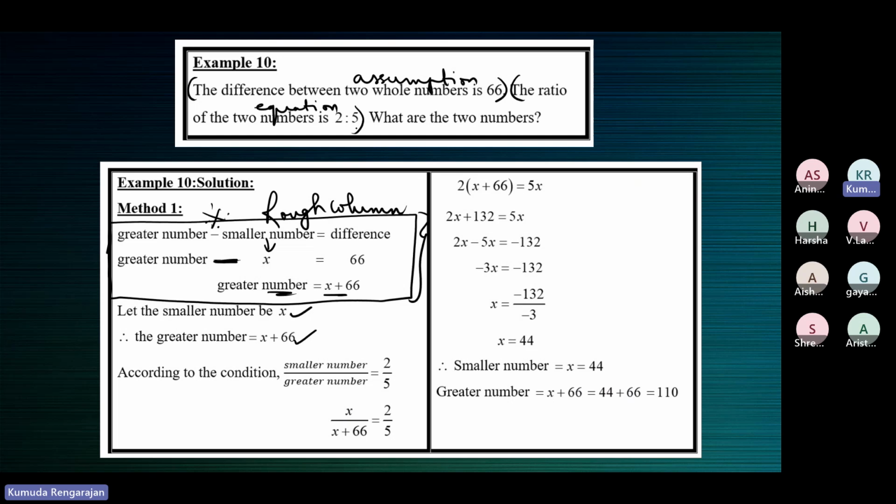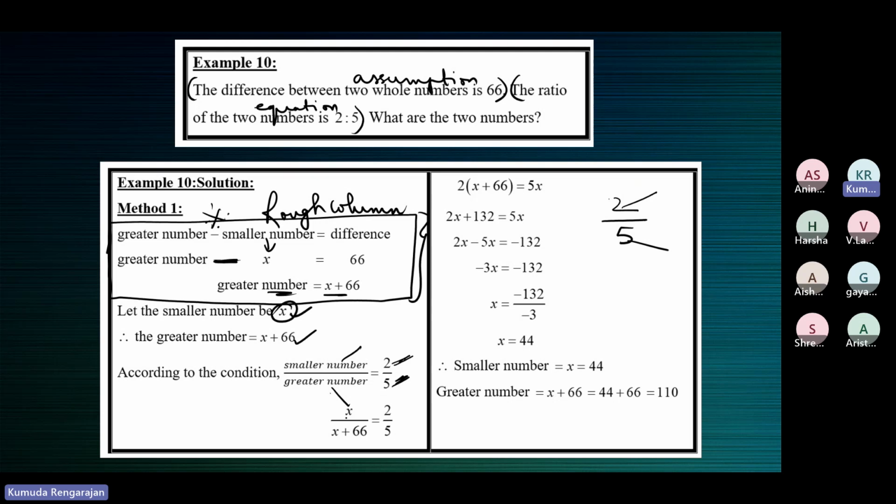So now use the second part for the equation. 2:5 is a ratio. So 2 in the numerator represents the smaller number, and 5 in the denominator represents the greater number. Clearly 2 is the small number, 5 is the greater number. So according to the condition, smaller number by the greater number is equal to 2/5. Why smaller number by greater number, and not greater number by smaller number? Because the ratio is 2:5, so 2 parts, 5 parts. 2 parts is smaller than 5 parts. So smaller number by greater number is equal to 2/5.